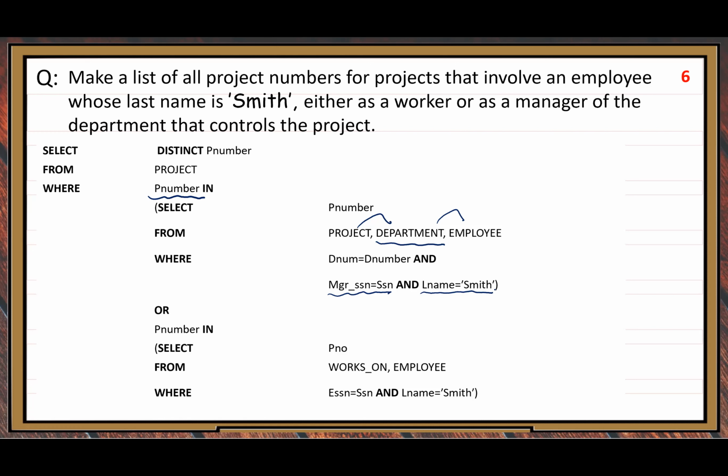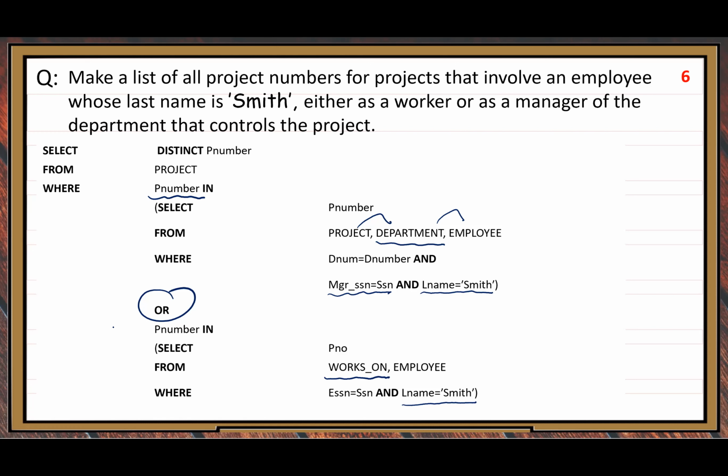Look at the first part of this query. Okay, second part of the query, employee. The projects involved by this employee with last name Smith. This time you use the works on table. Join, last name Smith, or operator. Boolean.